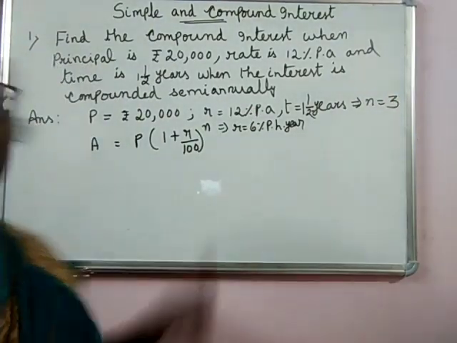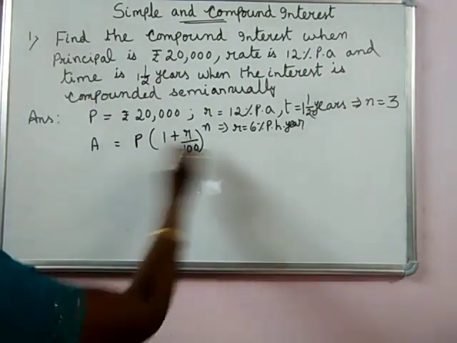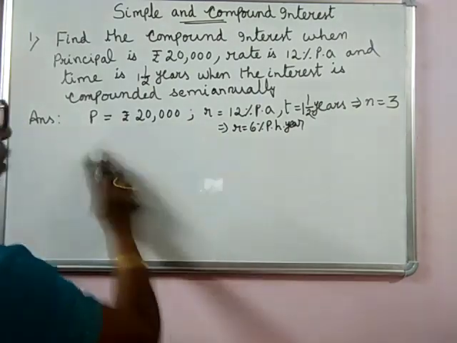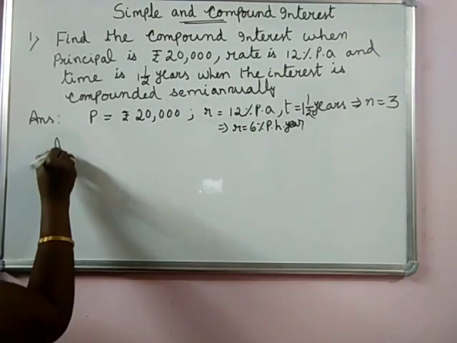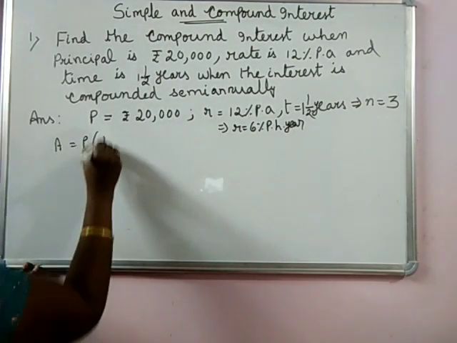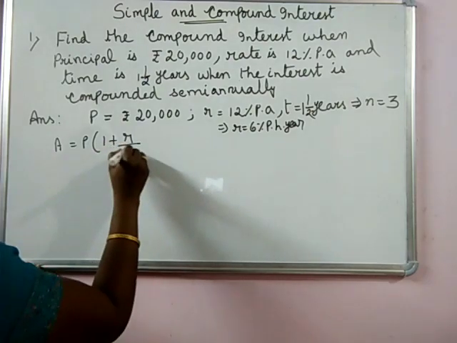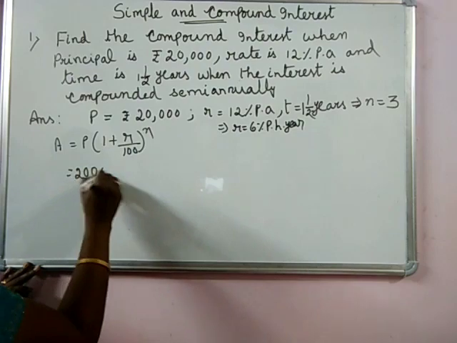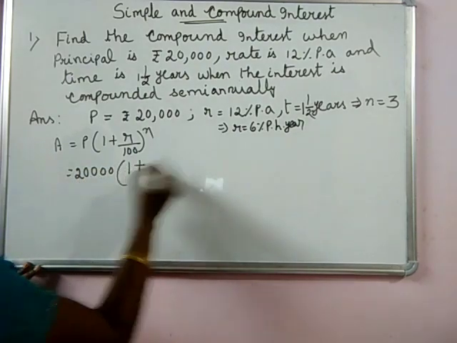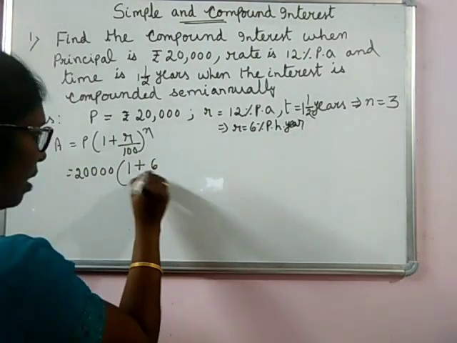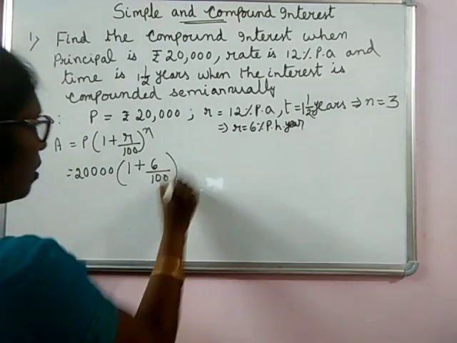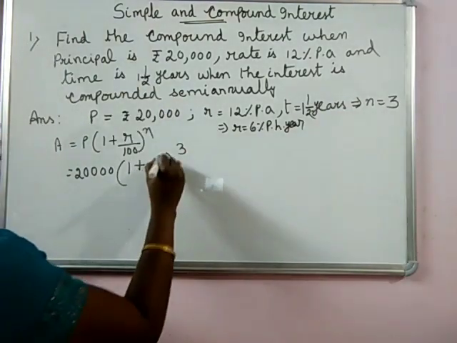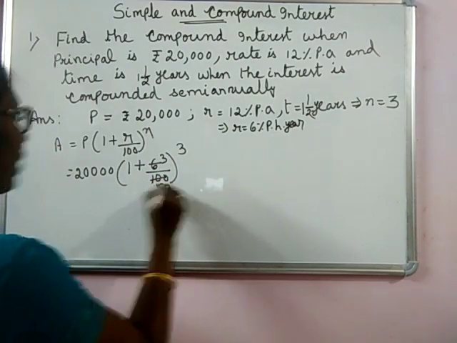Now, let me explain you this. Same formula we have to use. Let me do little this side to avoid confusion. Amount equal to P into 1 plus R by 100 whole to the power n. Here P is 20,000 into 1 plus R is 6% per half year now by 100 whole cube. Time given 1.5 years, 2 3s are 3 half years.